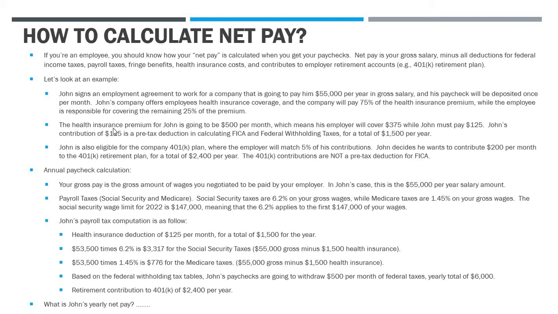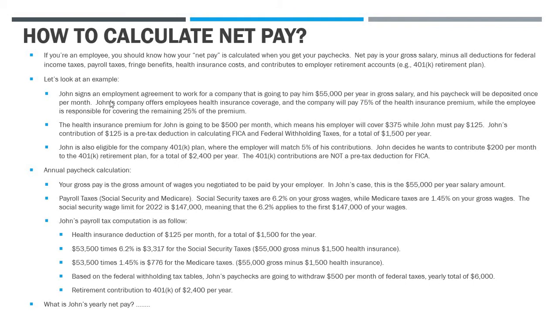And so what we want to do here is run through a simple example so you can see how your paycheck is computed. Now, when we talk about net pay, we're looking at what is actually deposited into your bank account, right? So you know what your gross paycheck is because that's the contract you signed, but then you get a net paycheck. How did we arrive at those numbers? So net pay is basically your gross salary minus all deductions for federal income taxes, payroll taxes, fringe benefits, health insurance costs, and any kind of contributions to employer retirement accounts. So like if you have a 401k plan at your employer, those are contributions that could be deducted from your paycheck. So let's look at an example here.